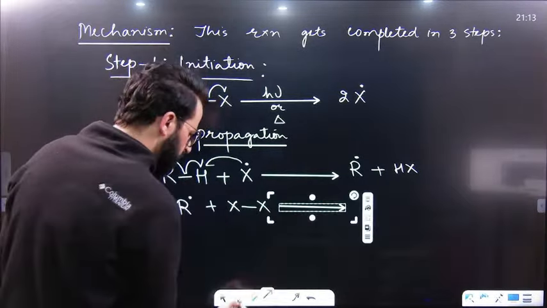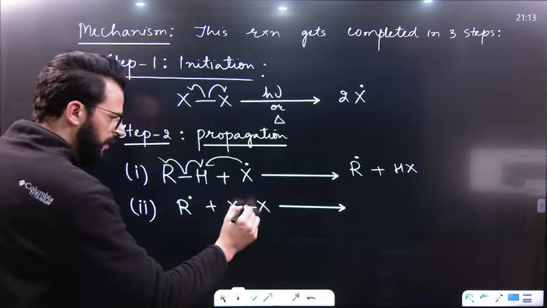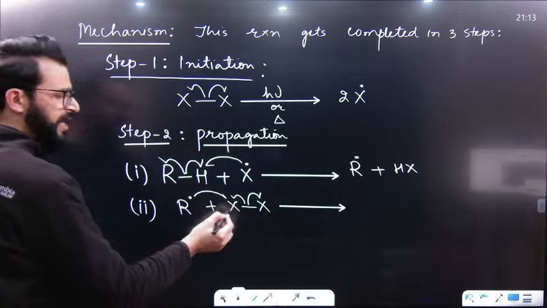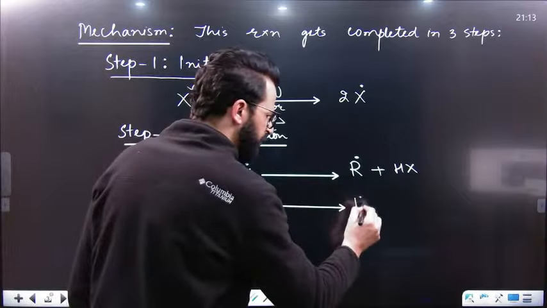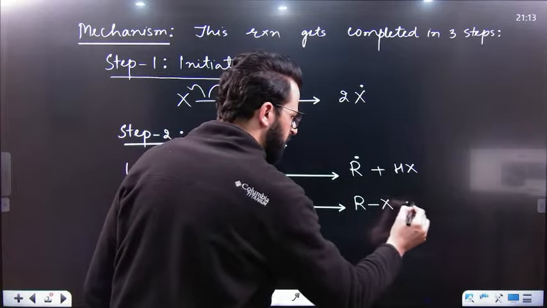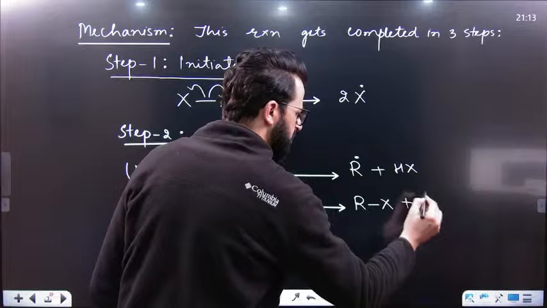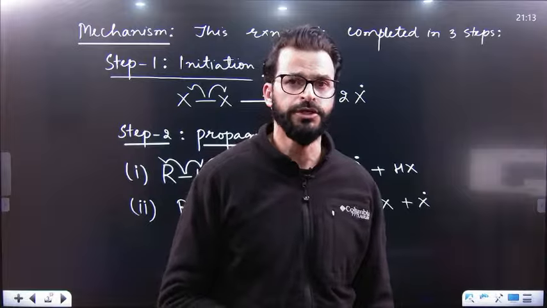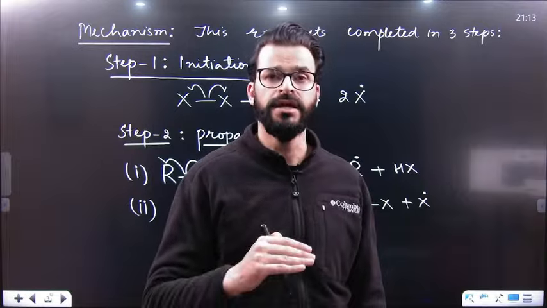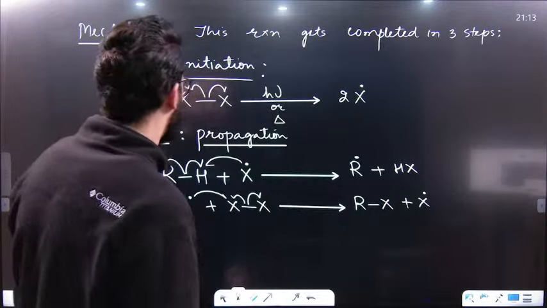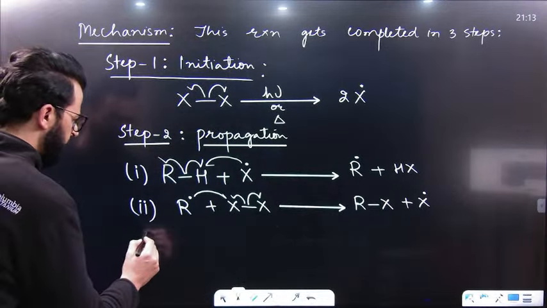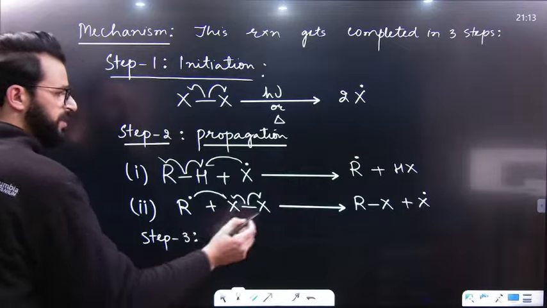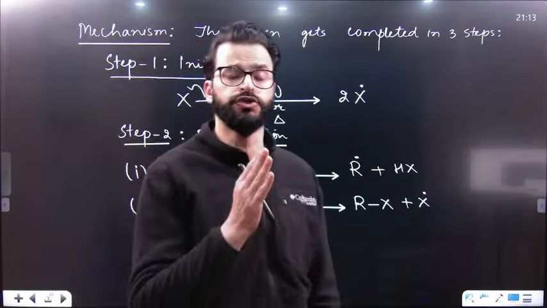And now this radical will cleave this X-X bond homolytically, and this X will combine with R, and we get RX, that means our product, plus X radical. Now, our product generally is formed during the propagation step in a free radical reaction. After that, we want to stop the reaction because our product has been formed.